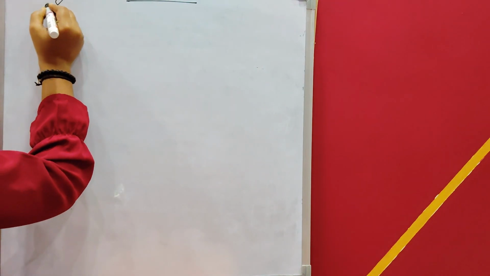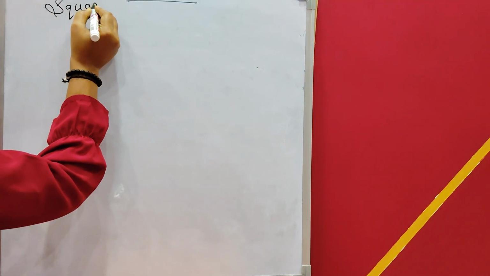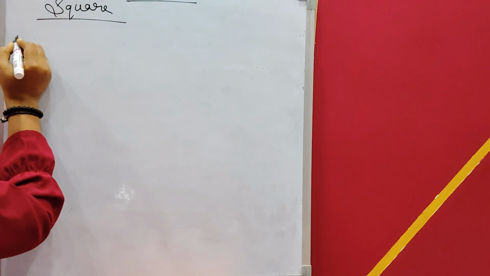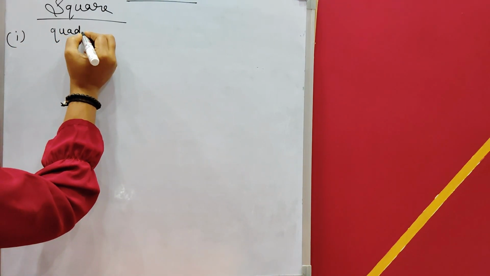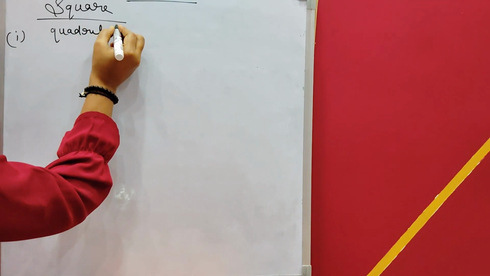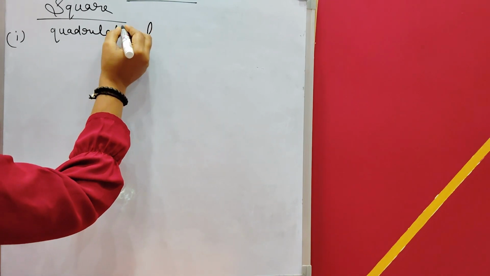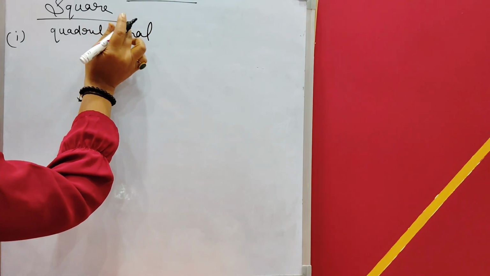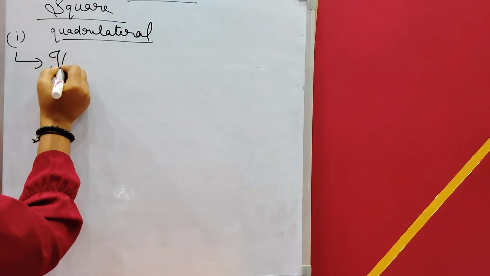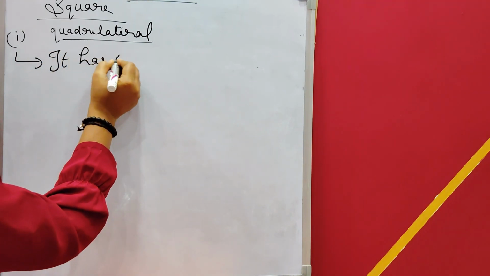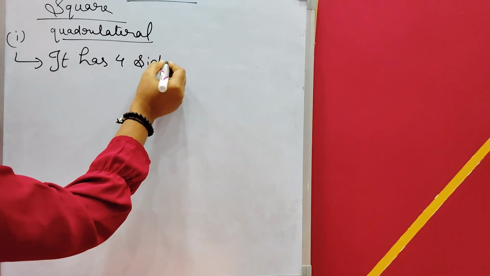Question number three, it is asking to explain how a square is a quadrilateral. It means there is a square and you have to prove that it is a quadrilateral. So definitely you can say how it is a quadrilateral, because it has four sides. A quadrilateral needs four sides. It has four sides, so it is a quadrilateral.